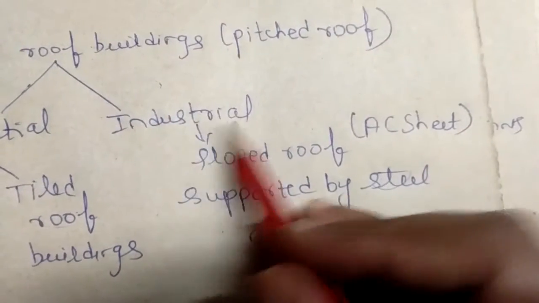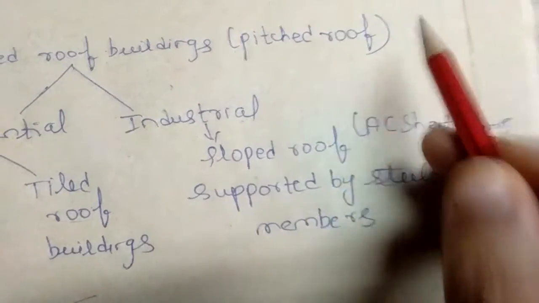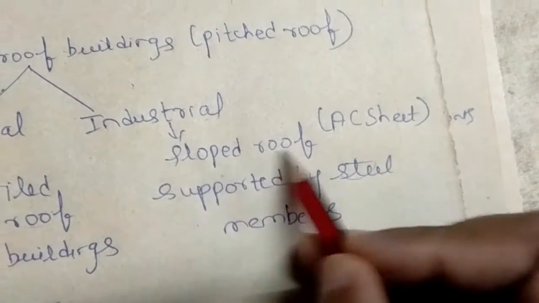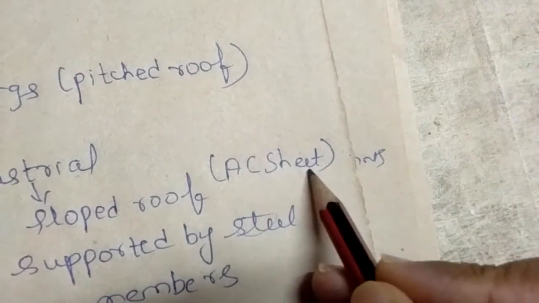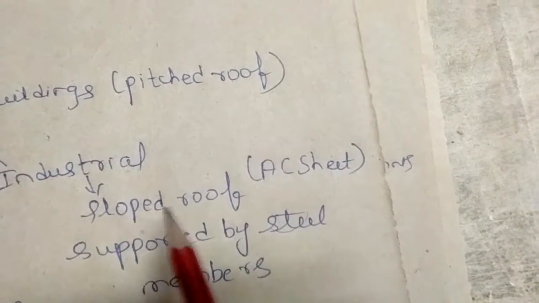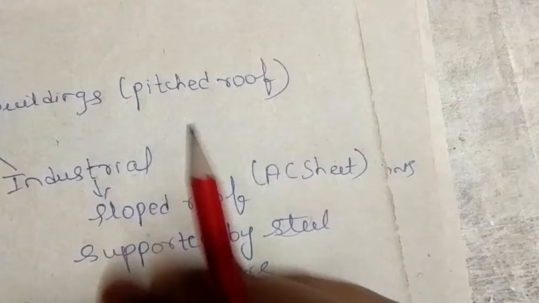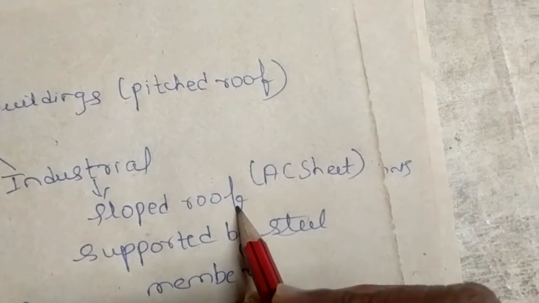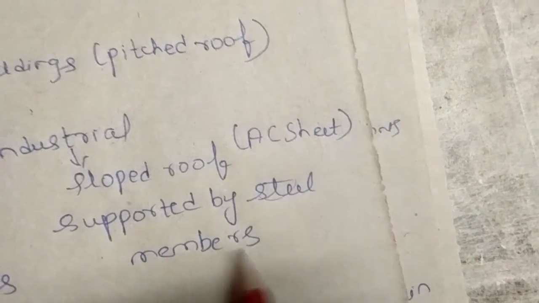And then what about the industrial building? For an industrial building, godown or factory, a sloped roof is usually given. And how is the sloped roof given? It is usually by AC sheet. You are very well aware of the AC sheet. Wherever heavy machineries are kept and heavy work is going on, AC sheet is given as a sloped roof. And this AC sheet is supported by steel members.